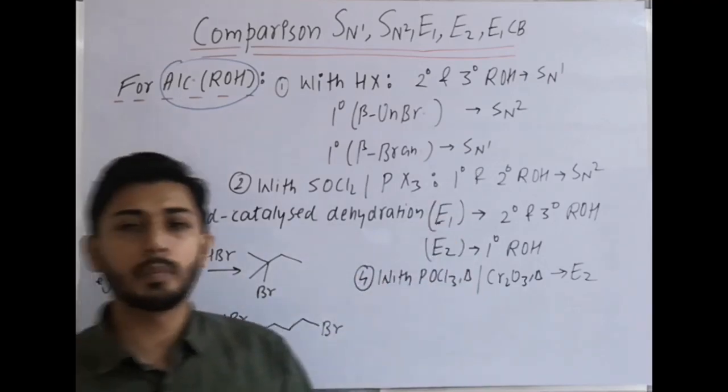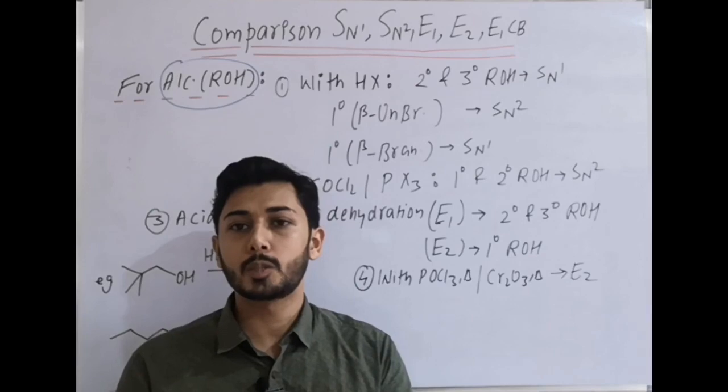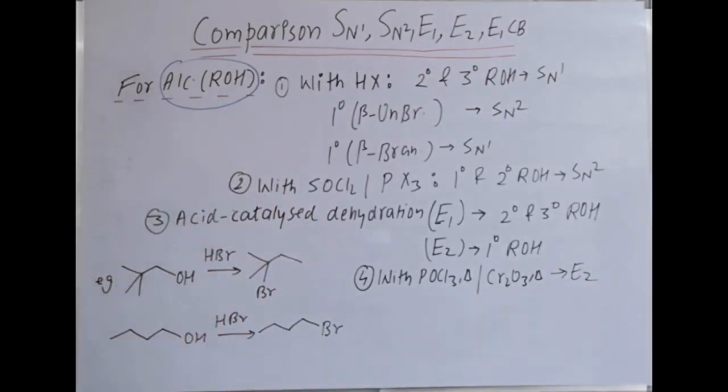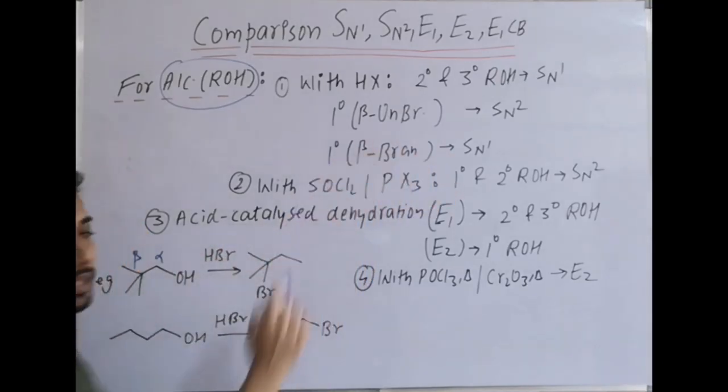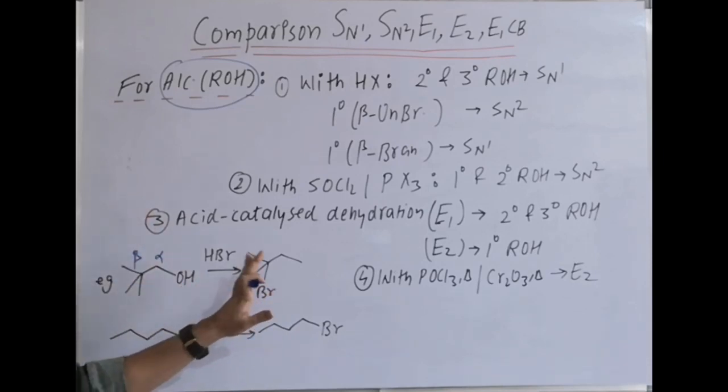How do we know all this? In the books the products are given, and that product itself explains which route is followed. So here this is a primary alcohol, alpha carbon, beta carbon. Beta branching is there with HBr. Primary alcohol, beta branching, SN1. That means carbocation forms, rearrangement is there, and this is the product given.